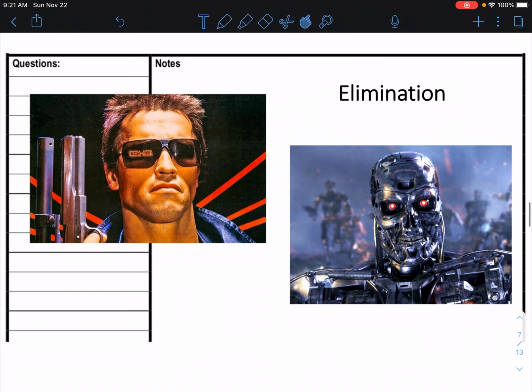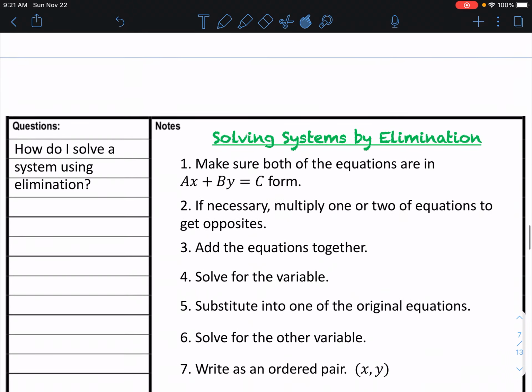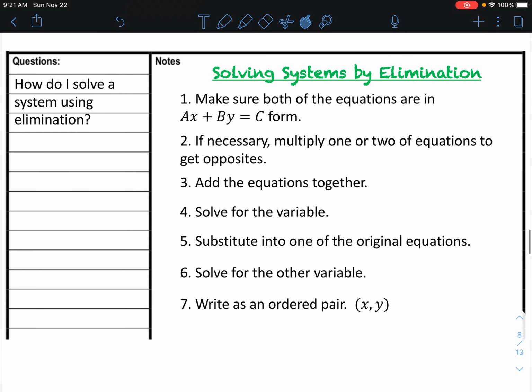Okay, elimination, this always sounds to me like an Arnold Schwarzenegger movie, so I just put that in here for a little fun.